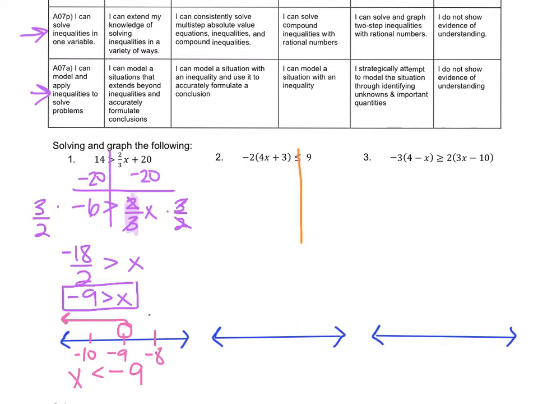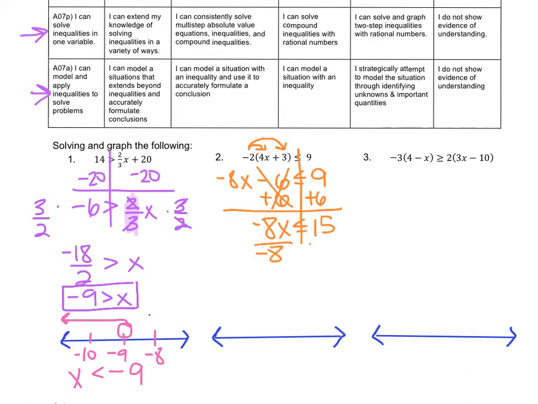Number 2, this time I have parentheses, so I see I'm going to distribute that negative 2 in, so I have negative 8x minus 6 is less than or equal to 9. Add 6 to both sides. Negative 8x is less than or equal to 15. Divide by negative 8. And because I divided by a negative here, we have to remember that with inequalities, we reverse our sign. So it's greater than or equal to negative 15/8.